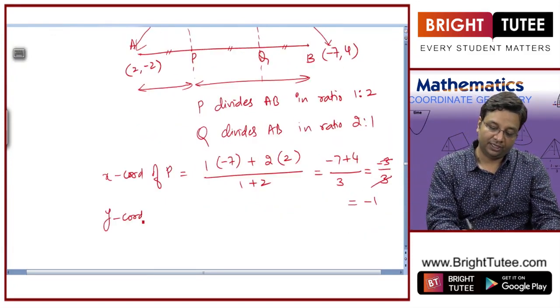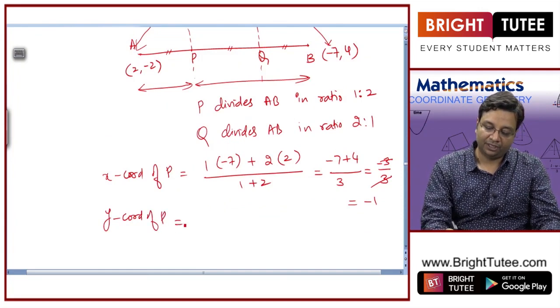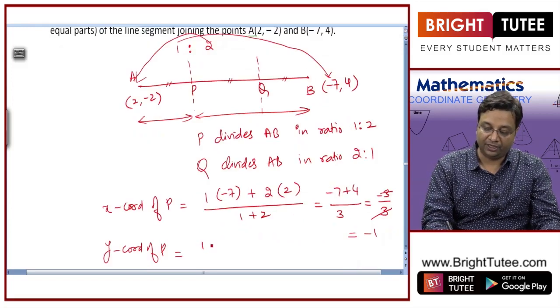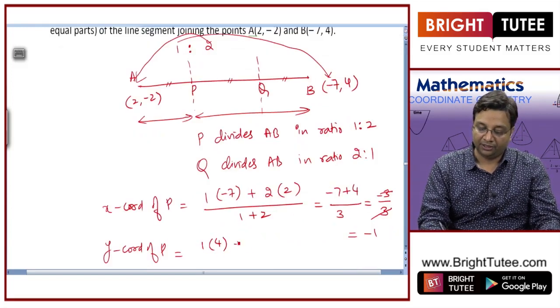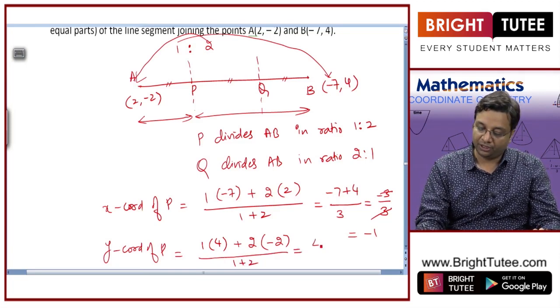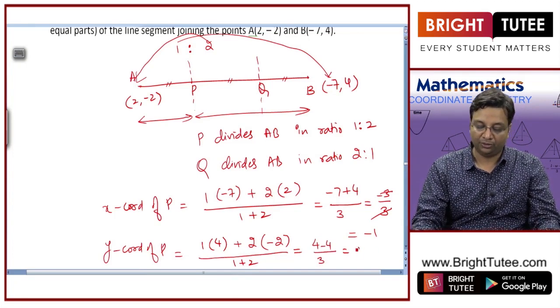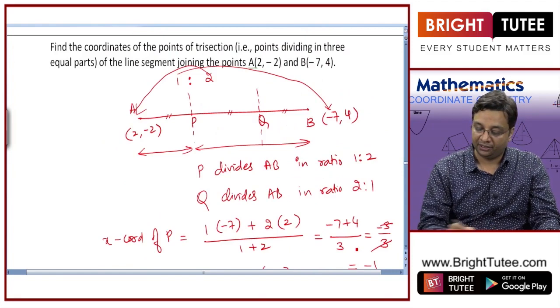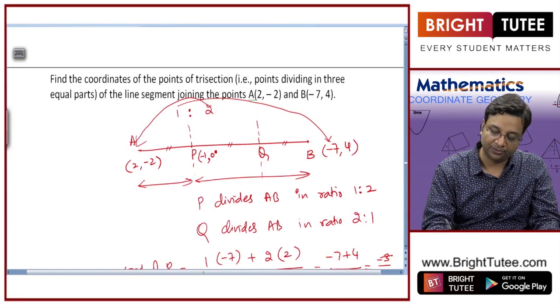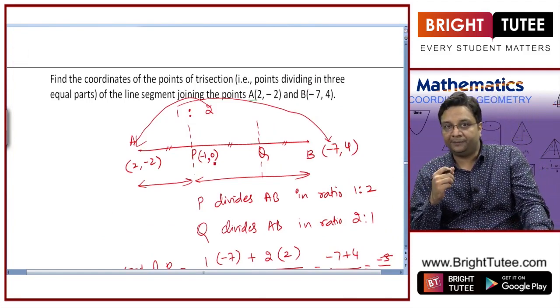Similarly, we can find the y coordinate of P, which will be equal to 1 multiplied by the y coordinate of B, 1 into 4, plus 2 will be multiplied with minus 2, which is the y coordinate of point A, divided by 1 plus 2. So it will give me 4 minus 4, which is 0 by 3, so 0. So coordinates of point P are minus 1, 0. So these are the coordinates of point P.